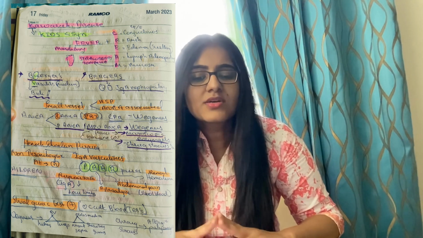And in ANCA, you should remember C-ANCA. C-ANCA is PR3, you should remember. And mostly associated with C-ANCA will be Wegener's. Wegener's is in both P-ANCA also, but mostly comes in C-ANCA. Okay, then what will come in P-ANCA? Wegener's will be there, microscopic polyangiitis and Churg-Strauss syndrome.